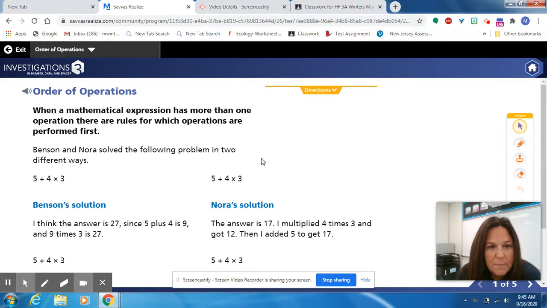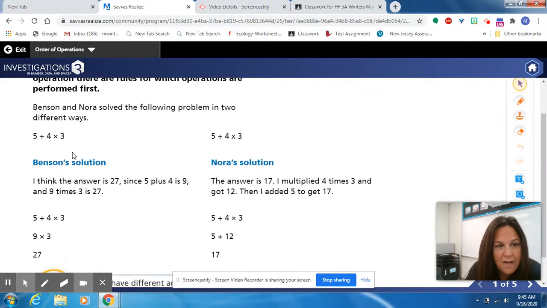So we've got Benson and Nora here. Benson and Nora have solved this problem in two different ways. Benson, it's 5 plus 4 times 3, the same problem, right? But Benson got 27 and Nora got 17. So it looks like Benson added first. He did 5 plus 4 times 3, and he got 27 because he added first.